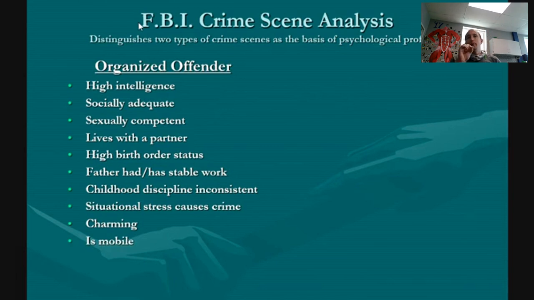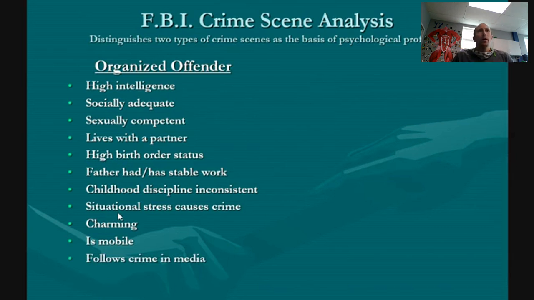Another couple characteristics of organized serial killers is that they're typically going to be very mobile. They're going to have some sort of means of transportation. They're going to have their own car, maybe a bus pass, or some consistent means of getting around their area where they like to hunt.